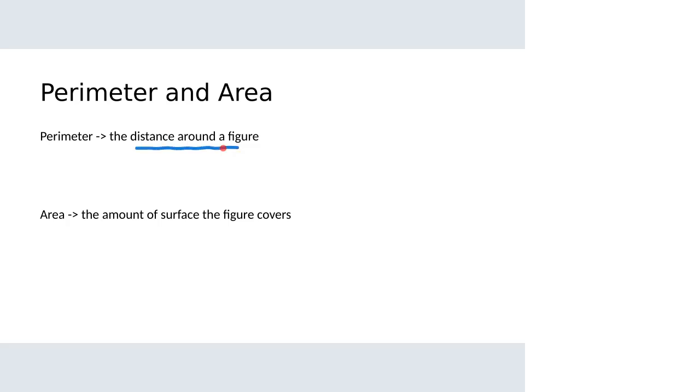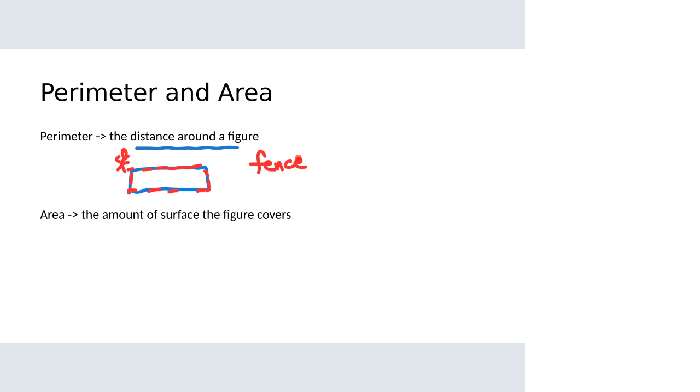So it doesn't necessarily have to be a rectangle, but if we imagine that it's a rectangle, it's the distance around the figure. Meaning if I were to stand right here in this corner and walk all the way around the figure, how far would I go? That's the perimeter, the distance around a figure. When you think perimeter, something you can think about is like a fence. How much fence would there be?